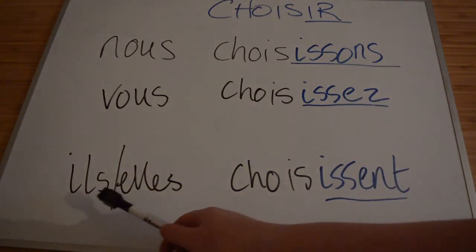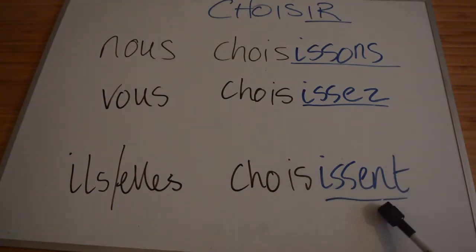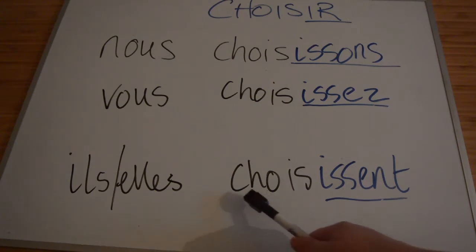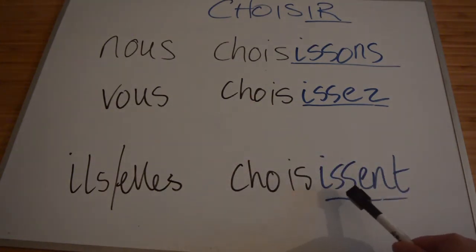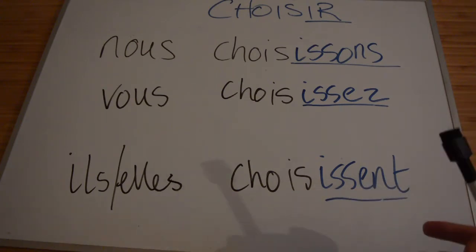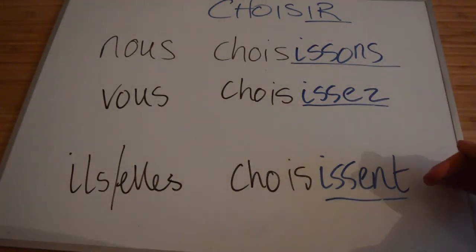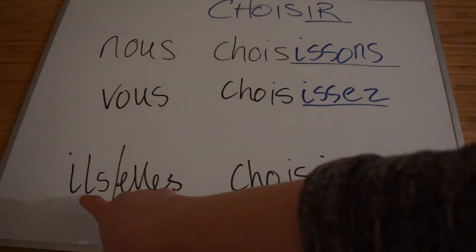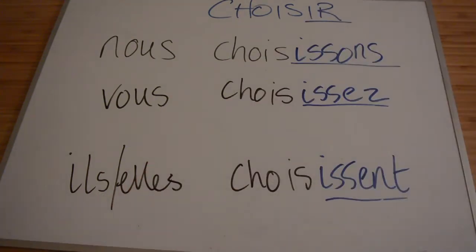ISSEZ. And then for ils and elles, choisissent. I'm not pronouncing that ENT. It has to be there, but I'm not pronouncing it. So choisissent, CHOIS, that's our main bit, and the bit in blue is ISSENT. Okay, that's your ending. You take off the IR and you replace it with that for ils and elles. We choose, you choose, they choose, depending on if you talk about a group of boys or mixed group of boys and girls, or just a group of girls for elles.